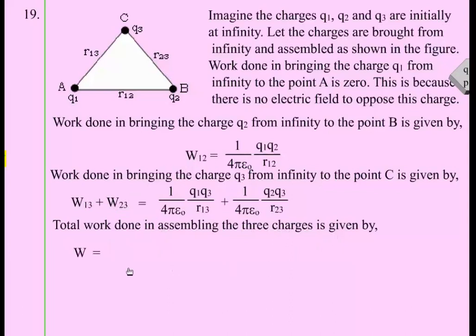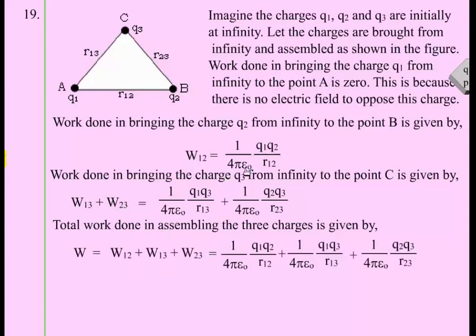Now total work done in assembling the three charges is given by W is equal to this plus this plus this, and this is equal to this thing plus this thing, and here 1 over 4 pi epsilon naught is common. Therefore the total potential energy, it is represented by U is equal to 1 over 4 pi epsilon naught, take common, and here Q1 Q2 by R12, Q1 Q3 by R13, Q2 Q3 by R23, like this. So this is an expression for potential energy of system of three charges.